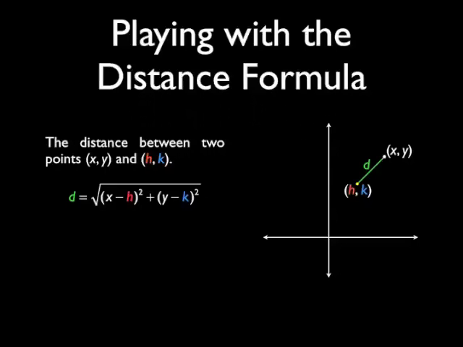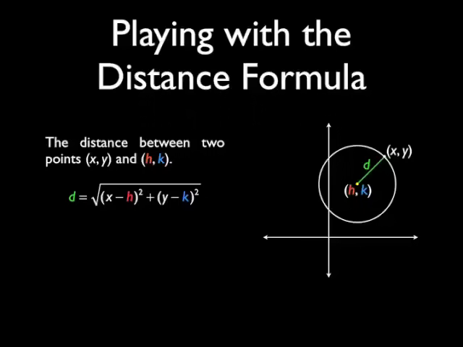Now, let's keep the distance between these 2 points fixed, but remember, (x, y) can be any other point in the coordinate plane. And if the distance between (x, y) and (h, k) is fixed, notice that (x, y) can only be points on a circle. One thing that we don't like very much when graphing things are square roots.